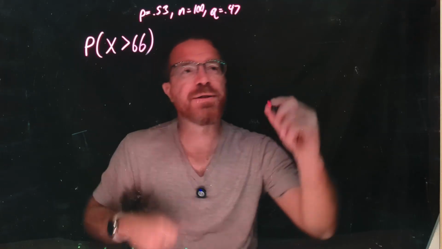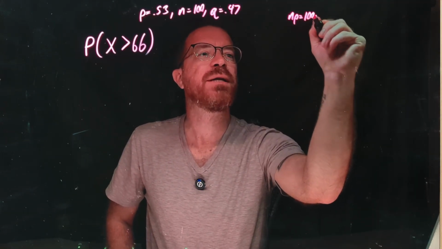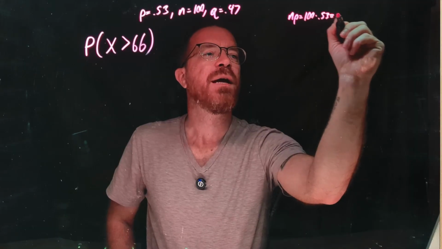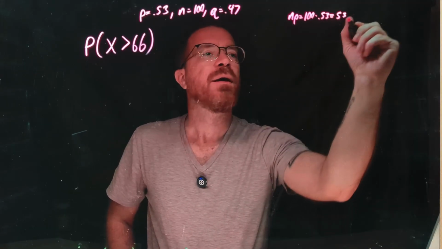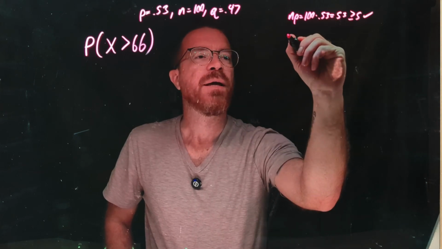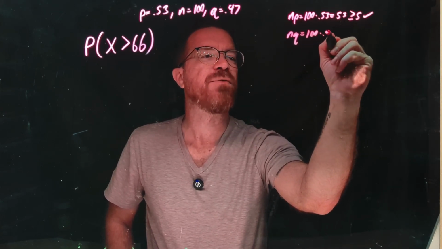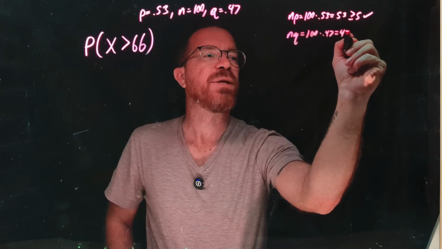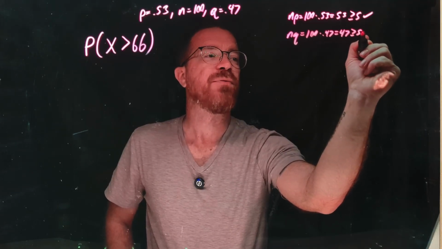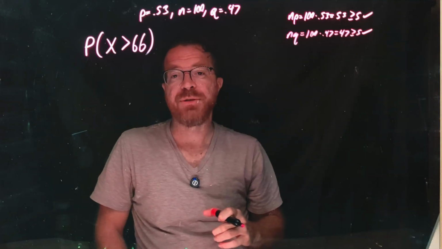So let's check our assumptions. We have that np is equal to 100 times 0.53, which is equal to 53. That is greater than or equal to 5, so we're good for that one. nq is going to be equal to 100 times 0.47, which is equal to 47, which is greater than or equal to 5, so we're good for that one. So that means we can do our normal approximation.